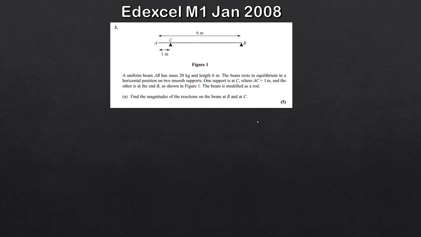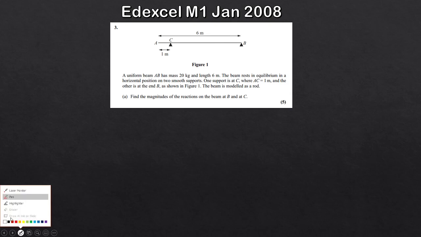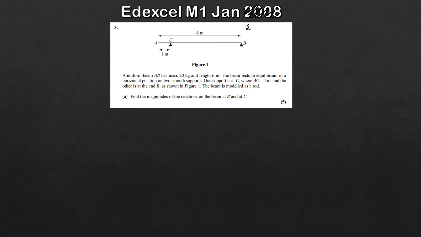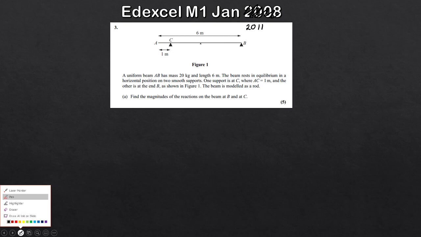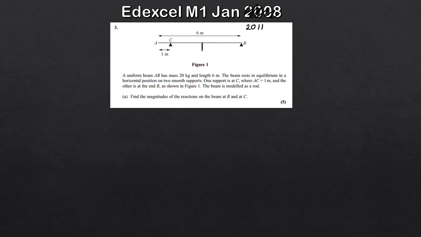I've accidentally wrote the wrong date. So this question is from 2011. Okay, so 2011. January 2011. So let's have a go at annotating the diagram first. So we have a uniform rod, or uniform beam I should say. So that means the centre of mass is at 3 meters here.